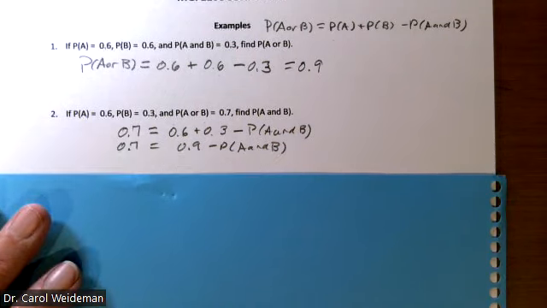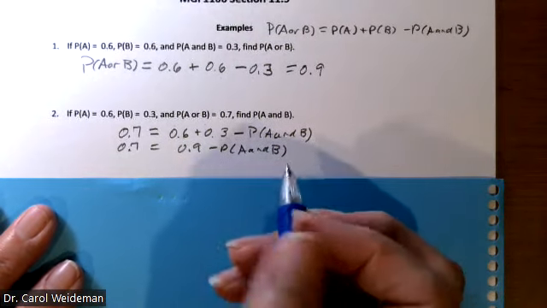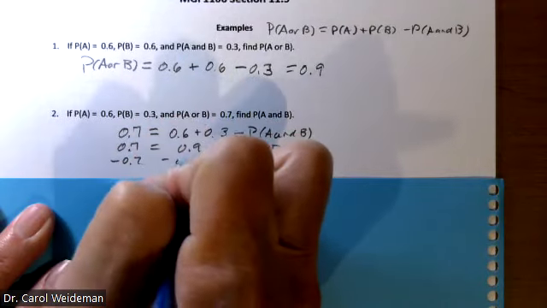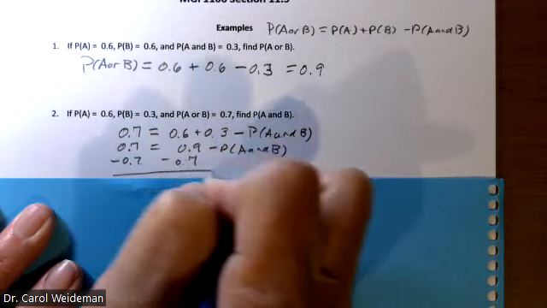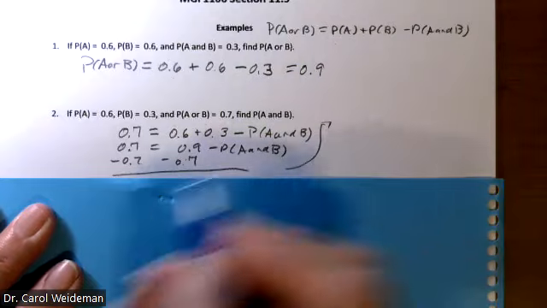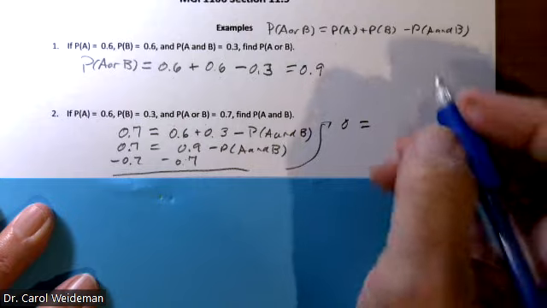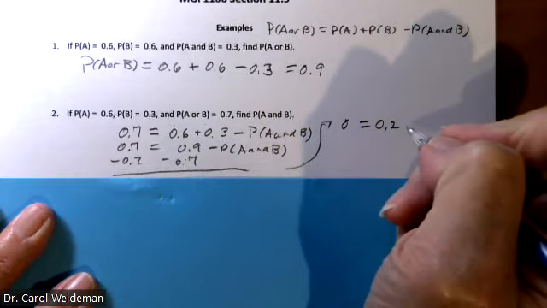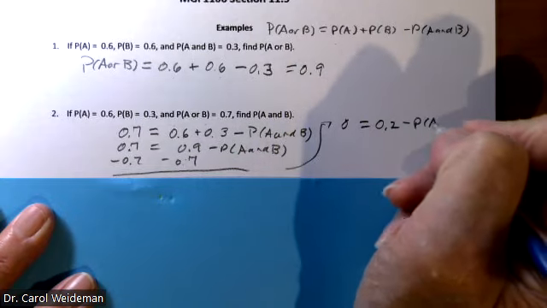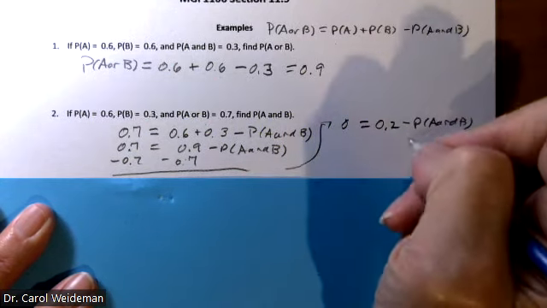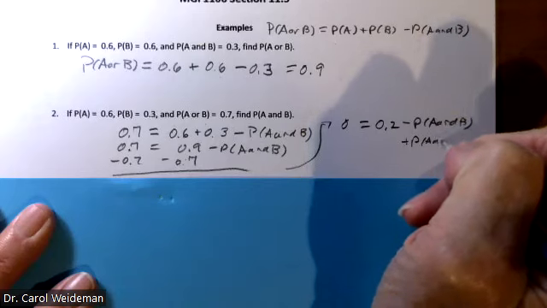Now, there's two ways we could simplify this. I think the best way to do it is to move the 0.7 over to the right side. I'm going to bring this up here so I have enough space. On the left-hand side now I have 0, and I have 0 equals 0.2 minus the probability of A and B. This is what I want to solve for, so I'm going to add that to both sides.